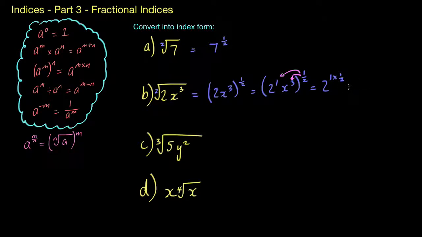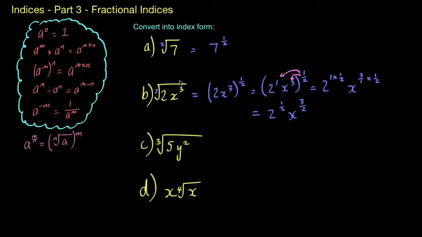And here we've got x. Now 3, we can write 3 as 3 over 1 if you like. 3 over 1 times a half. You get 3 over 2 for this value here. So what you end up with is 2 to the power of a half, and then x to the power of 3 over 2.